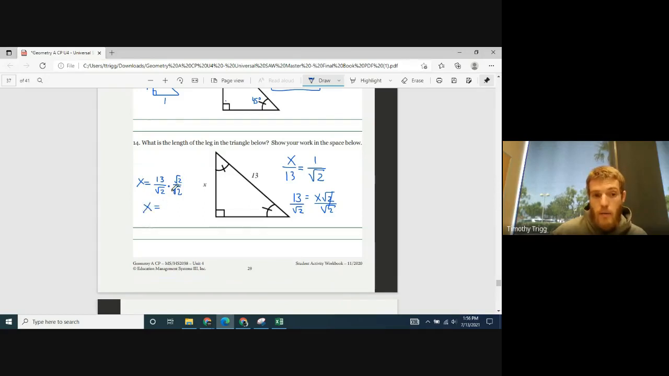So now on the bottom, square root of 2 times square root of 2 is 2, and on top we have 13 square root of 2. You can't simplify in this case, but if this 13 was divisible by 2, then you should simplify if you can. But in this case, it doesn't. So that's it.